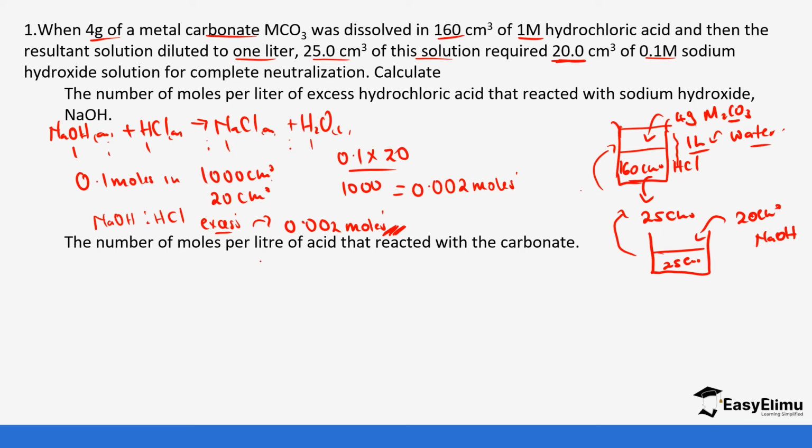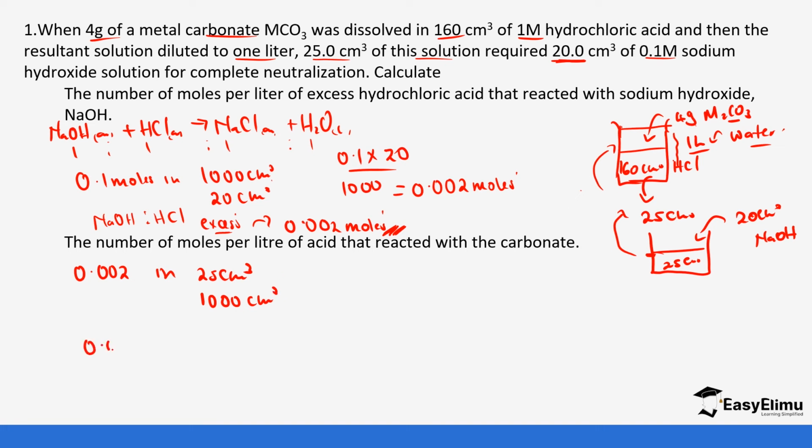So basically the concentration of the acid that reacted with the carbonate. So now we have the moles of the acid that reacted with the sodium hydroxide solution. But remember, this was the one that was in the 25 centimeters cubed. We need to get the moles that are in the 1 liter. So we will say if 0.002 moles of hydrochloric acid were in 25 centimeters cubed that reacted with the base, what about the ones that were in the 1000 centimeters cubed, the one that you were dissolving the M carbonate?